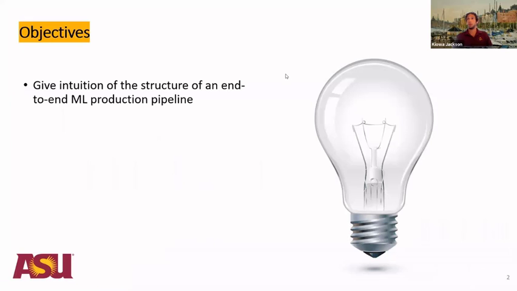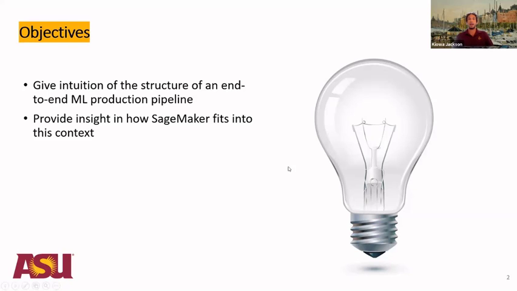So the objective for today is to give intuition of the structure of an end-to-end machine learning production pipeline. I know some people might be familiar with machine learning, but not everyone has had experience with production pipelines. So I just want to give a high-level understanding of how those work, and then within that context, explain how SageMaker fits into this.